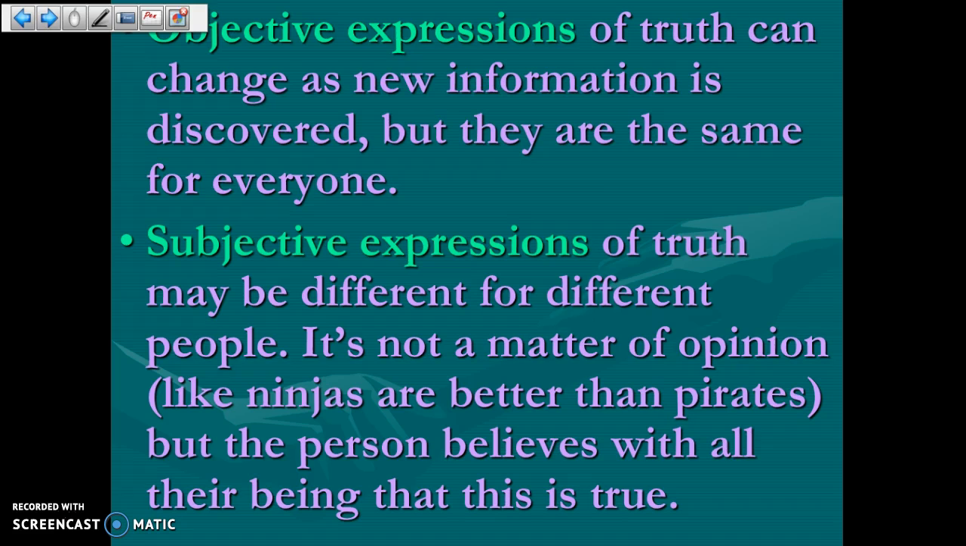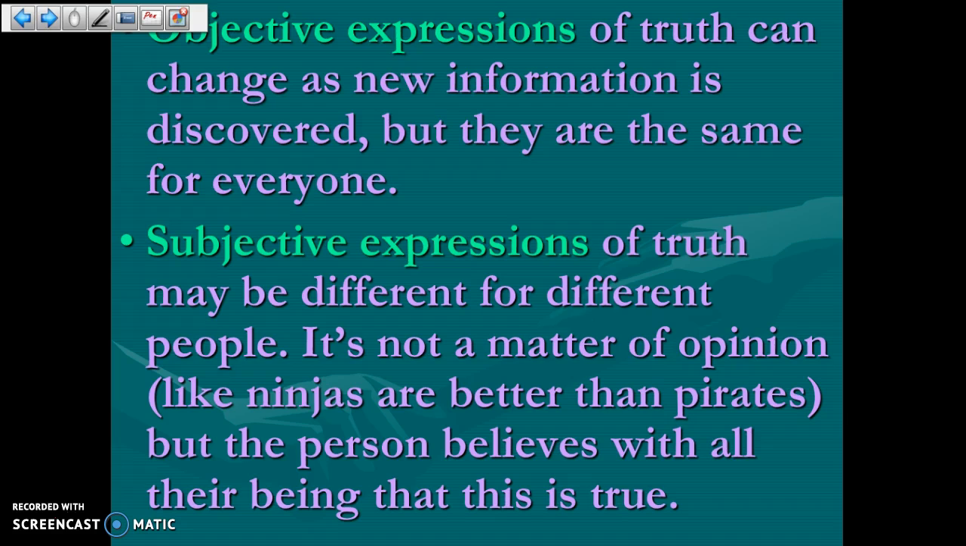Objective expressions of truth can change as new information is discovered, but they are the same for everyone. These are historical and scientific explanations of truth. So the example here would be like Columbus. Everyone at the time believed that the world was flat until he discovered the world was round. And when he realized that, that changed for everyone. And he found that out experientially, but other people were able to repeat that same experience of sailing around the world to prove that same fact.